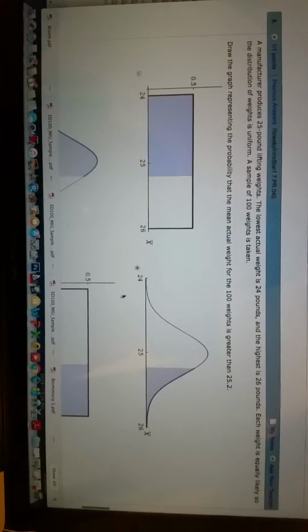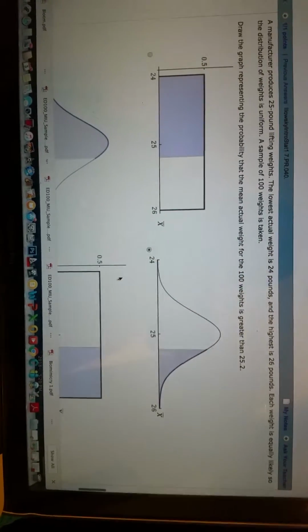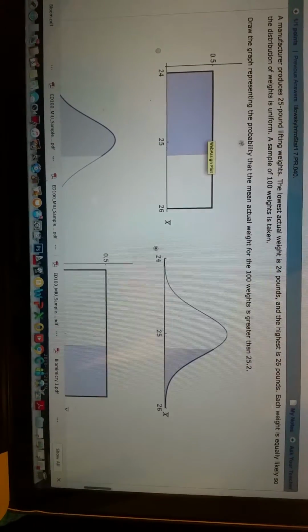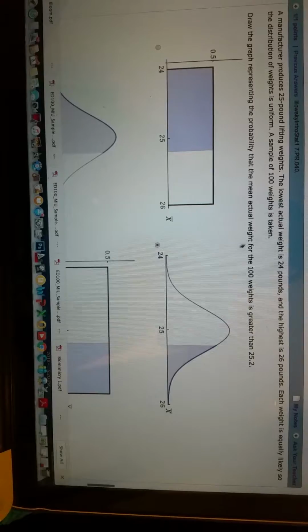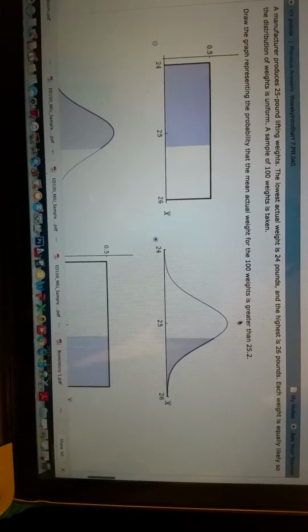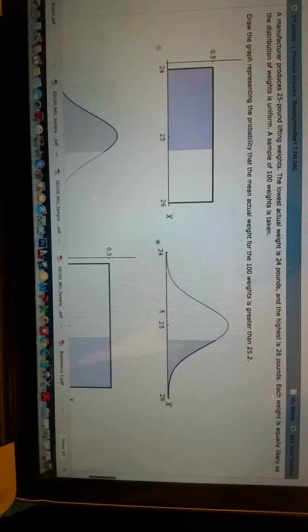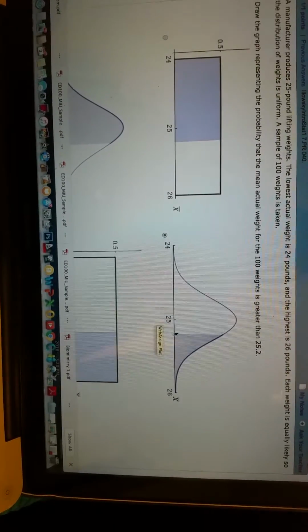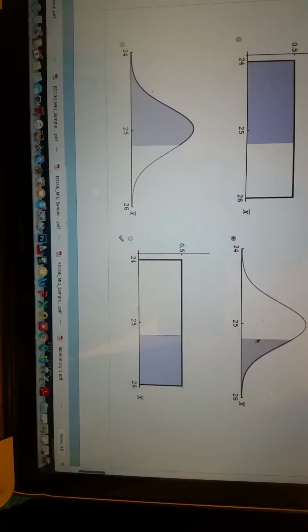And then this one, a manufacturer, it says draw the graph representing the probability that the mean actual weight for the 100 weights is greater than 25.2. And so if it's greater, then the shading would go this way, right? So that's why I chose this one. And that was it. The only one I didn't get was the percentile.